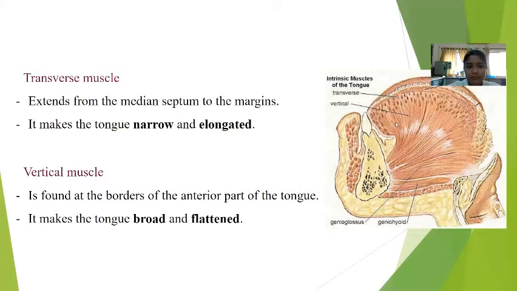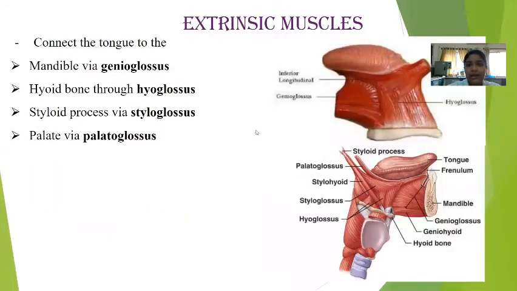elongated. Vertical muscle is found at the borders of the anterior part of the tongue. It makes the tongue broad and flattened. Coming to extrinsic muscles, there are four extrinsic muscles. They connect the tongue to the mandible through genioglossus, the hyoid bone through hyoglossus, the styloid process through styloglossus, and the palate through the palatoglossus.